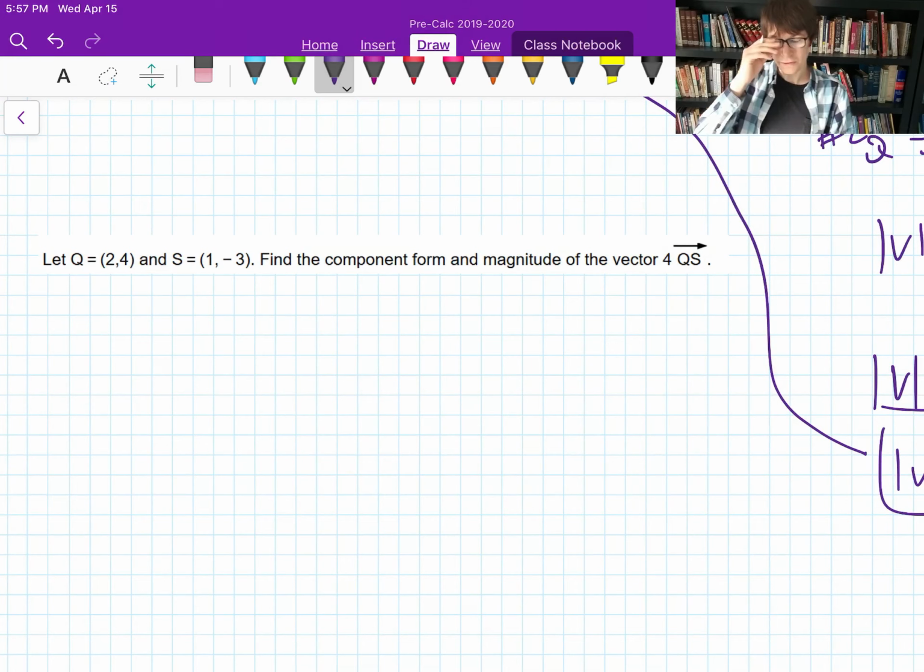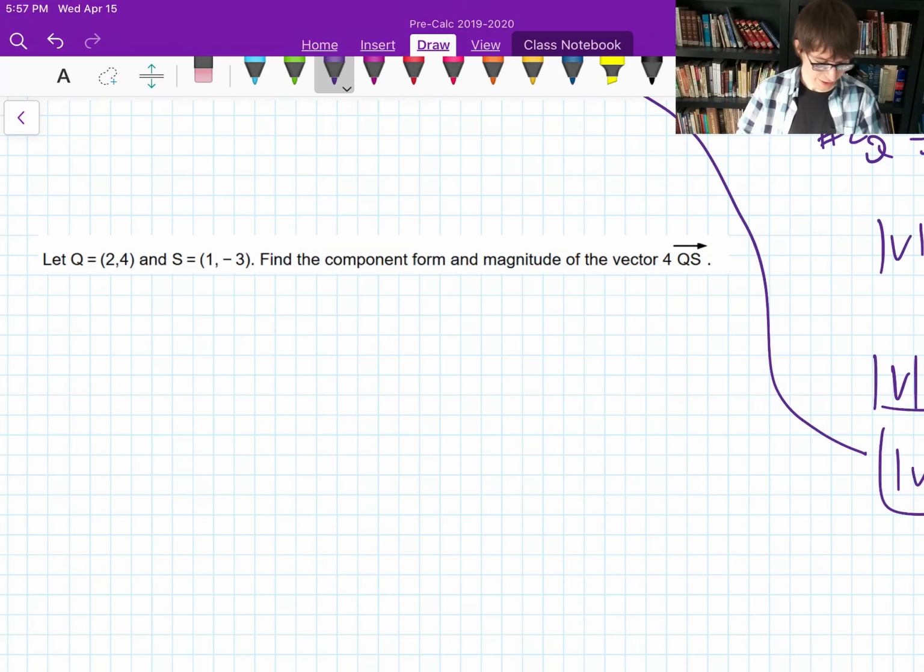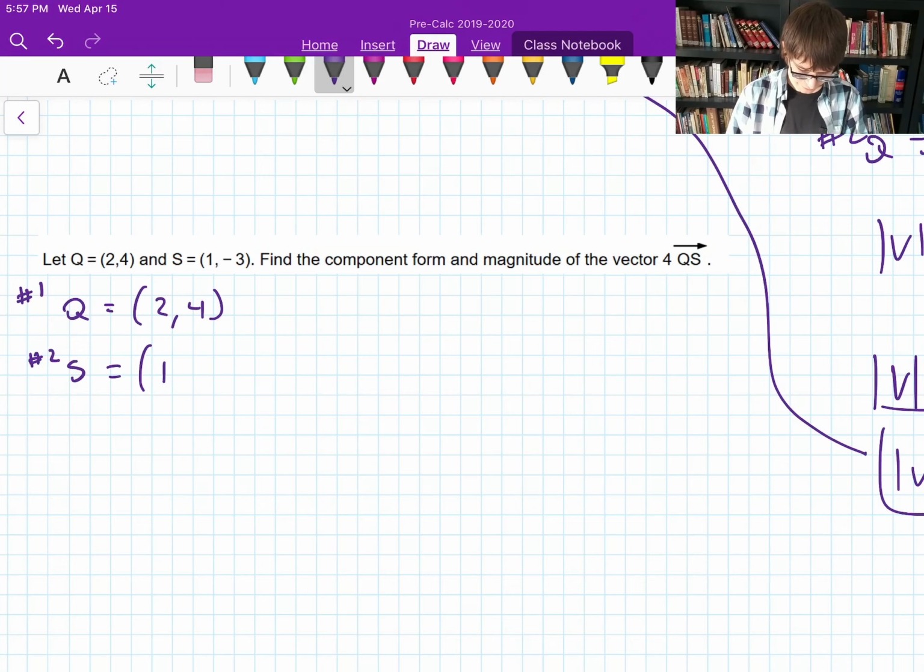So remember, first off, it's going QS. It's starting from Q and going to S. So Q is our initial, S is our terminal. Let's write that down. We go from Q to S. Q is number 1, and S is number 2. And we've got Q equals (2, 4), S equals (1, -3).